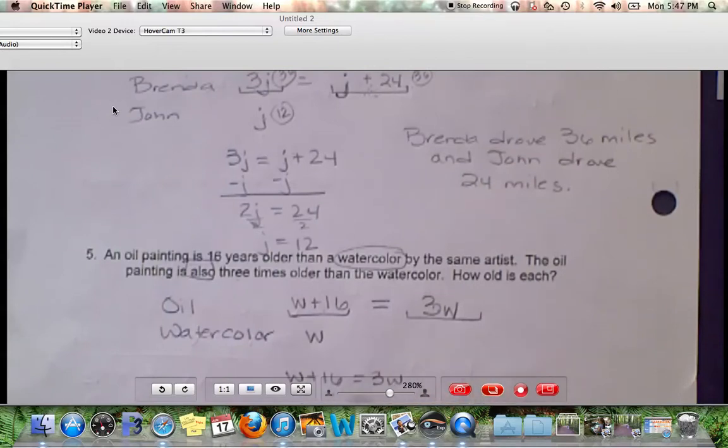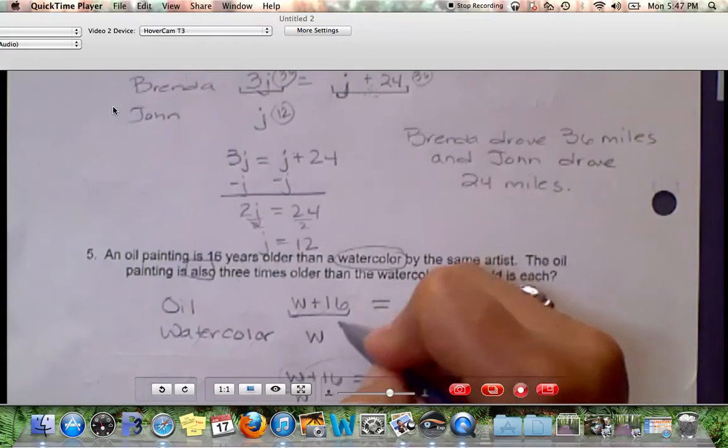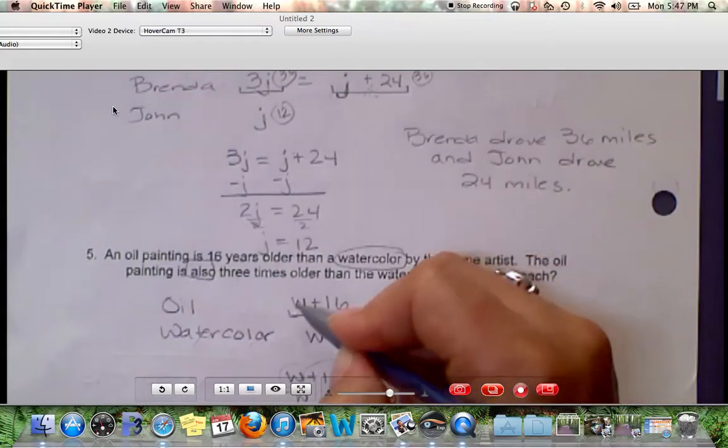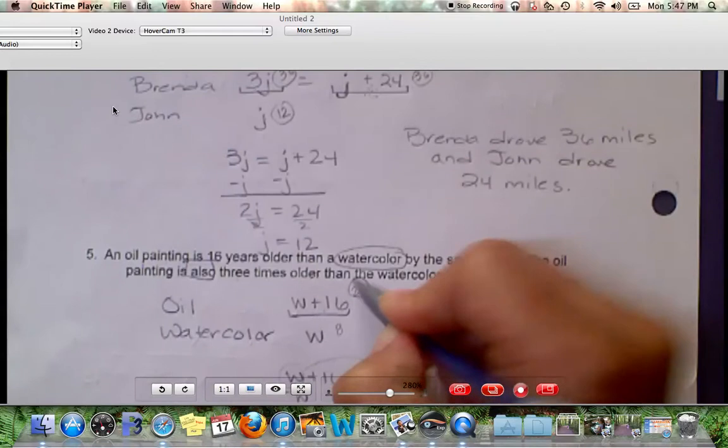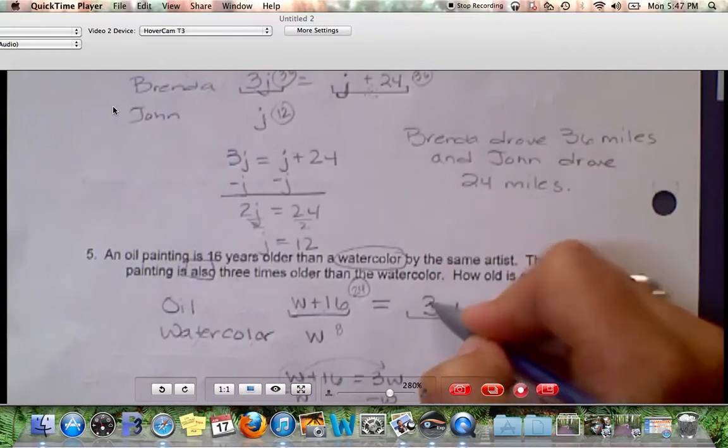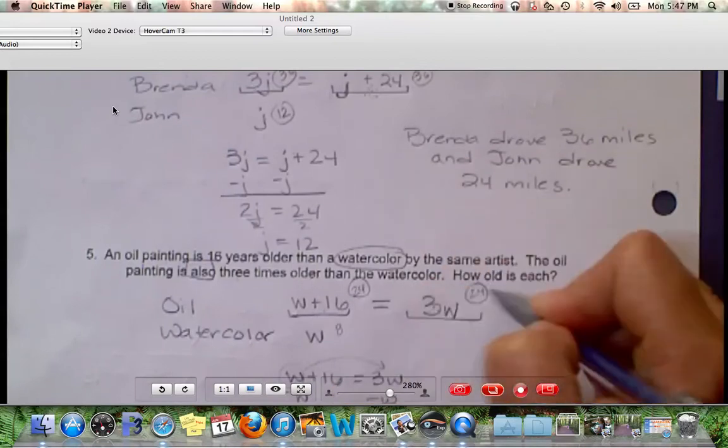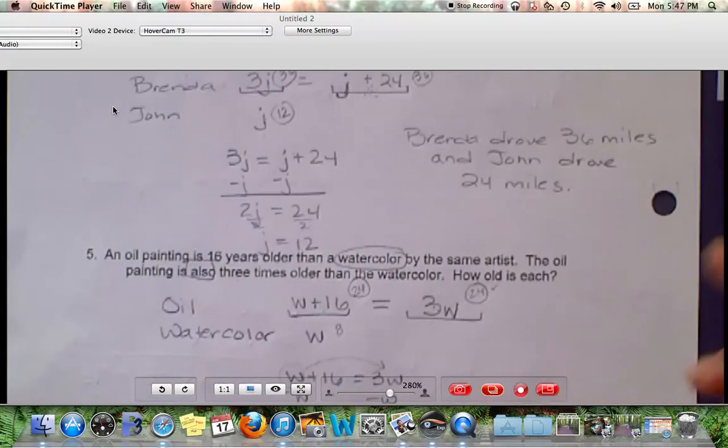Variables on both sides, so we take this W, move it over by subtracting W, and we get 16 equals 2W, divide by 2, and we get 8 equals W. You're not done yet. Let's check these. That means the watercolor is 8 years old. 8 plus 16 is 24 years old, and 3 times 8 is also 24 years old. So these come out to be the same, so we know we did this right.